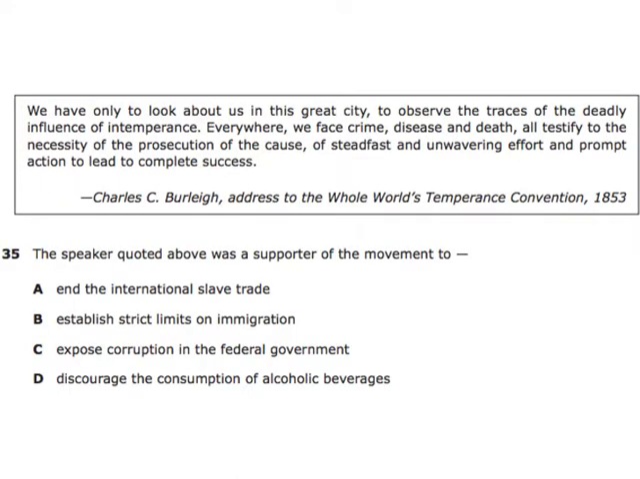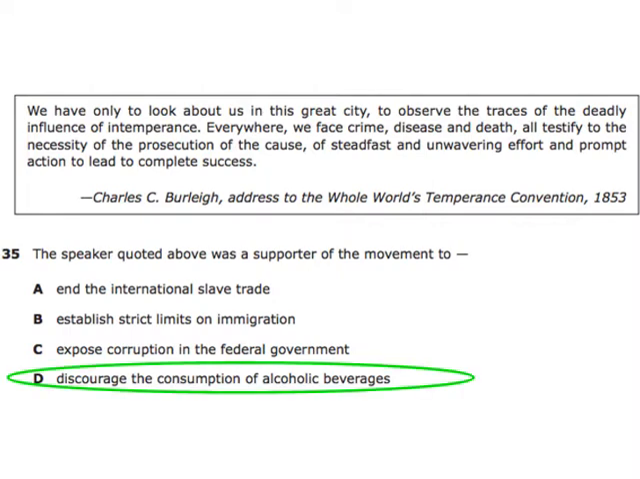"We have only to look about us in this great city to observe the traces of the deadly influence of intemperance. Everywhere we face crime, disease, and death, all testify to the necessity of the prosecution of the cause, of steadfast and unwavering effort and prompt action to lead to the complete success." Charles Burleigh, Address to the Whole World's Temperance Convention, 1853. The speaker quoted above was a supporter of the temperance movement, to discourage the consumption of alcoholic beverages.